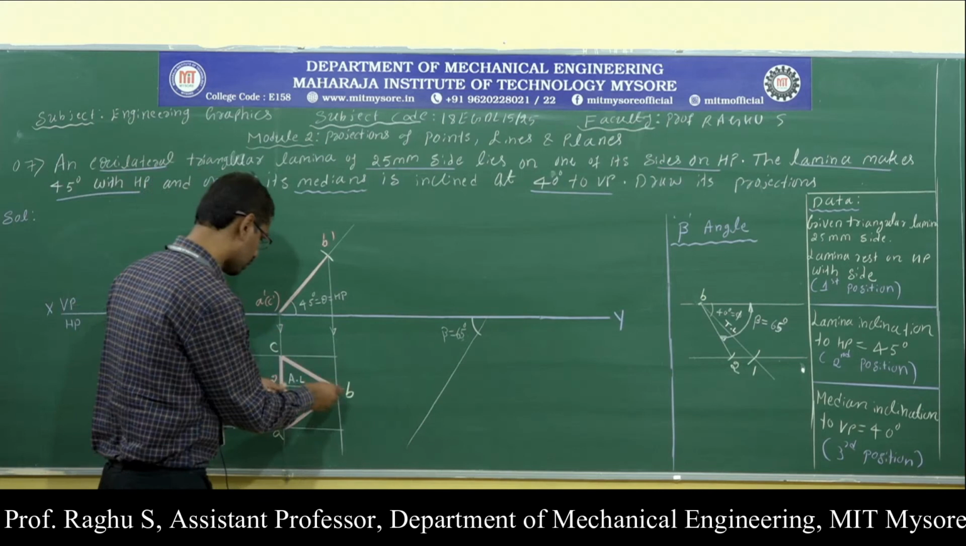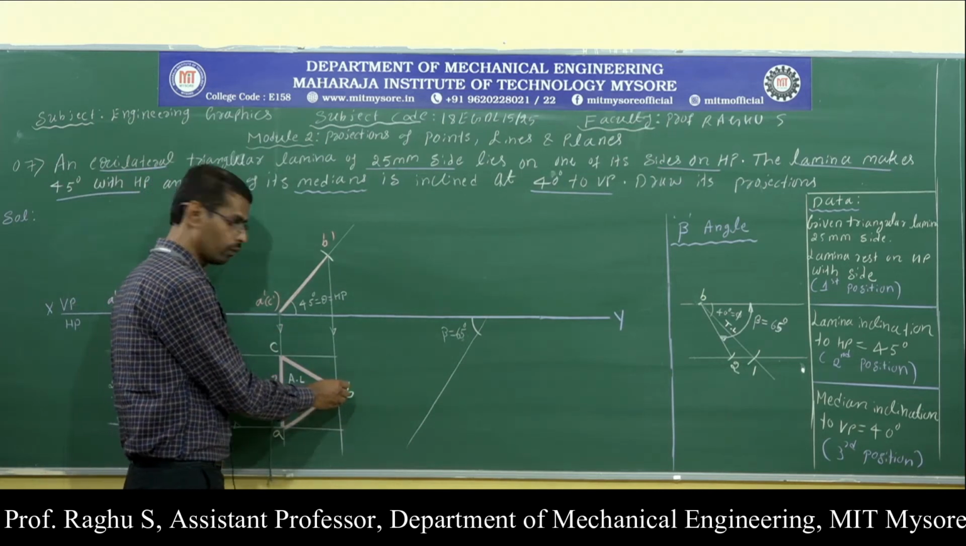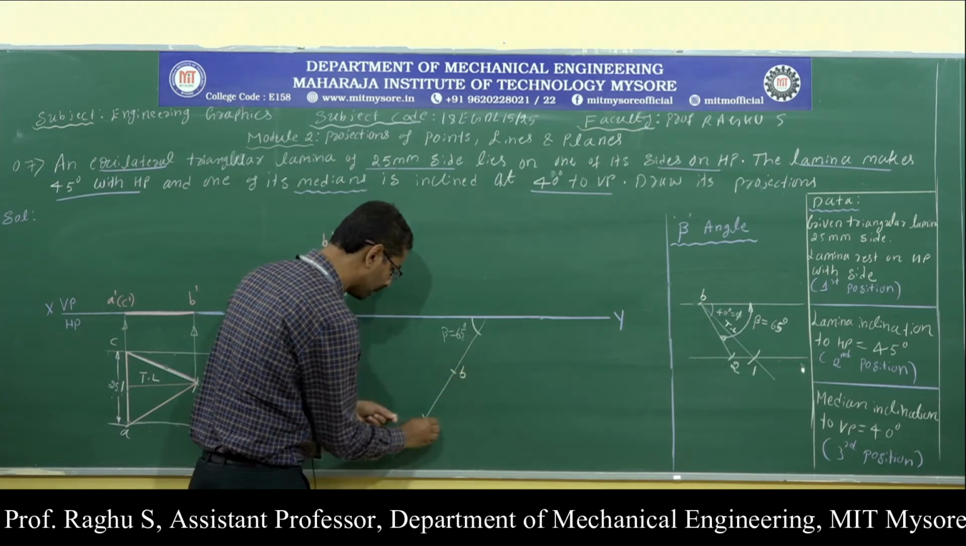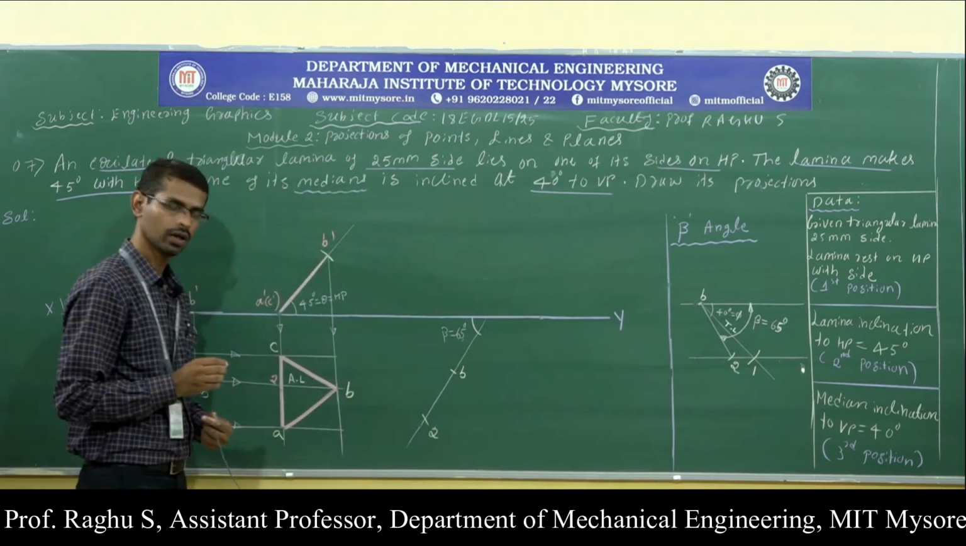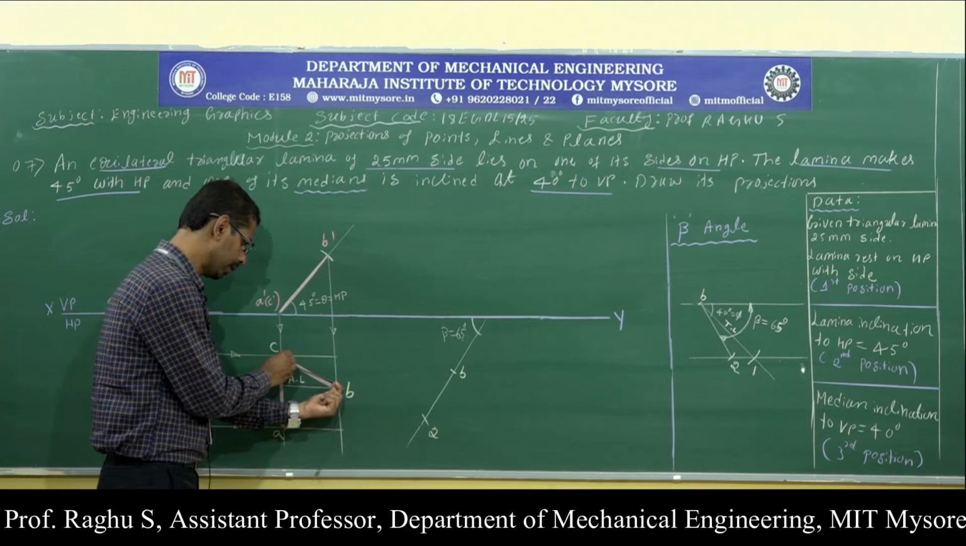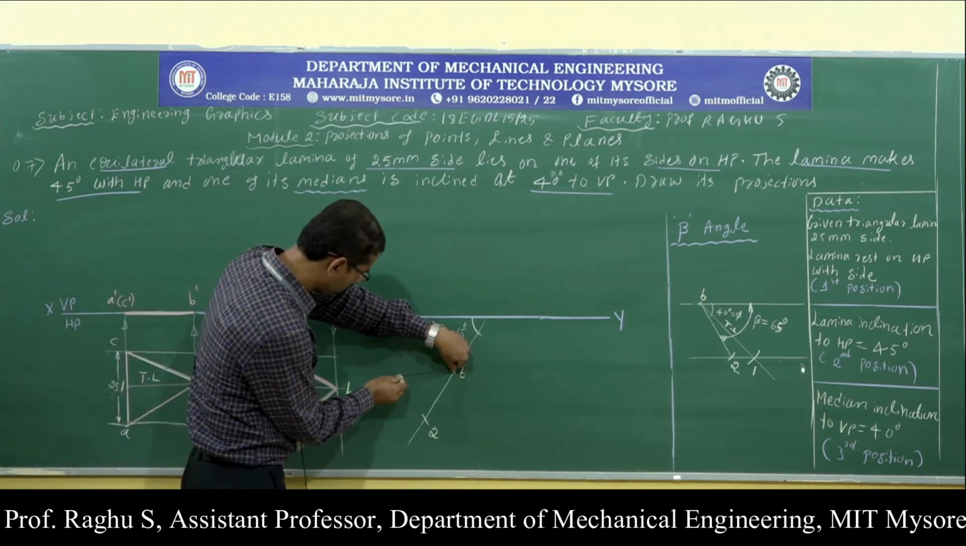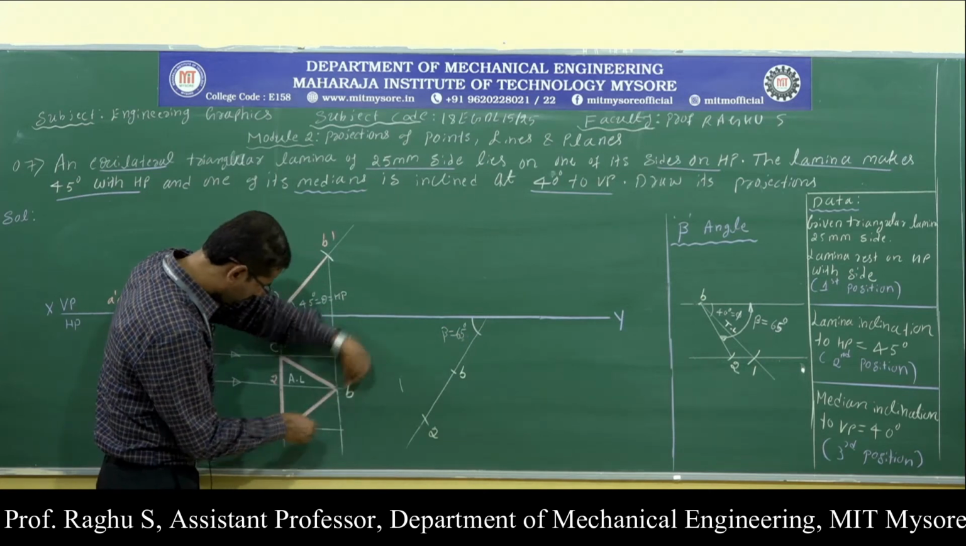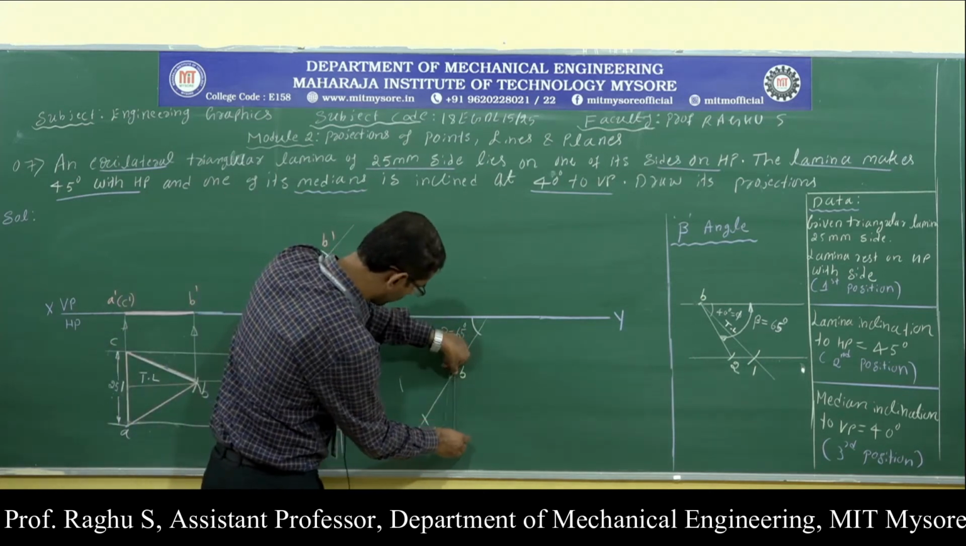Now, how to redraw the diagram? First, measure the distance B to 2 at any point on beta angle line. Mark this as B to 2. Next, measure the distance from B to C. From B to C, cut an arc, and measure the distance from B to A. Measure the distance from B to A, cut an arc.